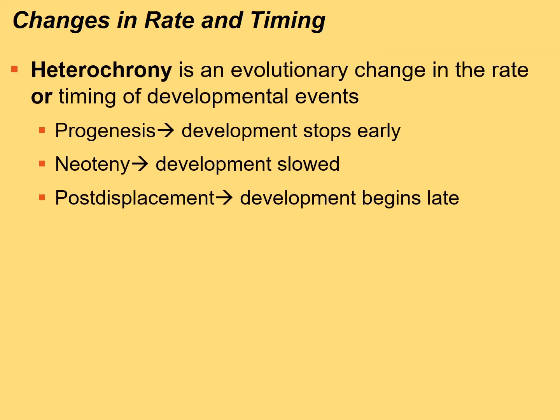Heterochrony is the term that's used for evolutionary change where there's a change in the rate or timing of developmental effects. Now, there's a number of different categories that this can happen and are described by different terms. Progenesis is where the development of the organism stops early. Neoteny is where development is slowed. And post-displacement is where the development of the organism begins late.